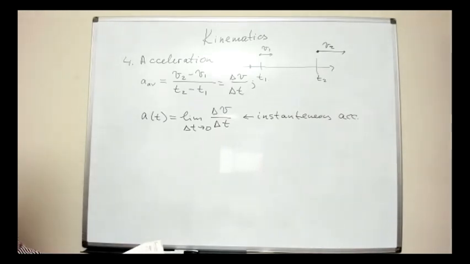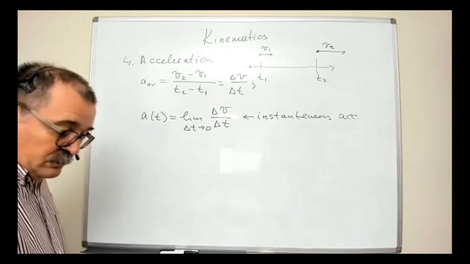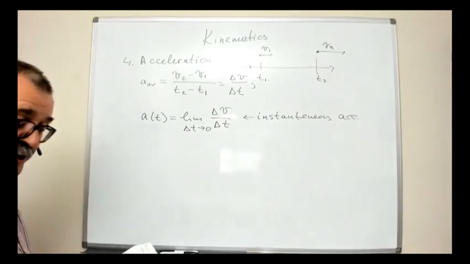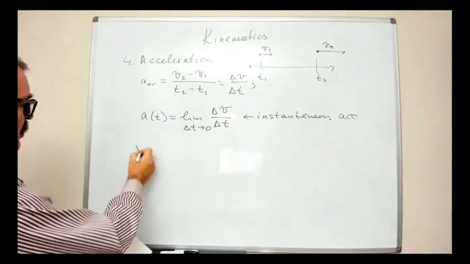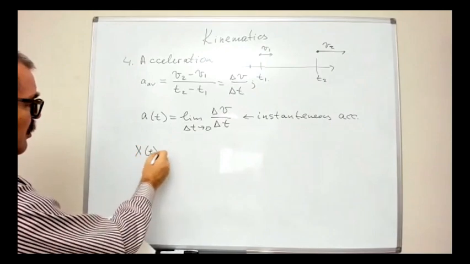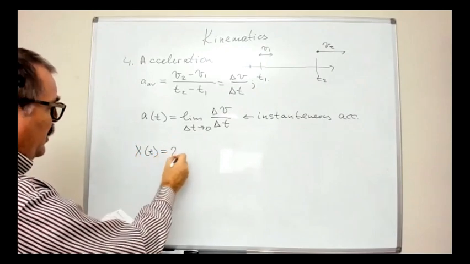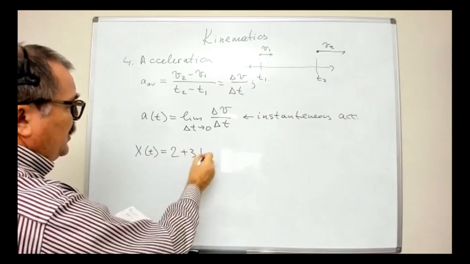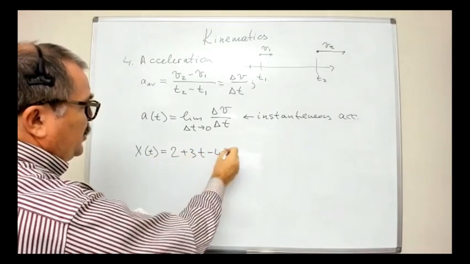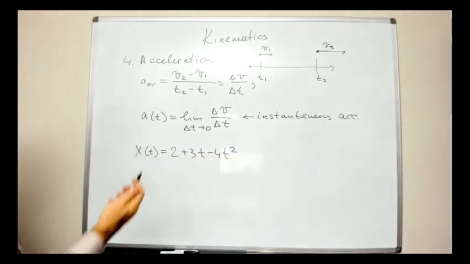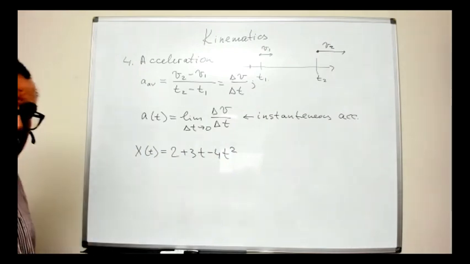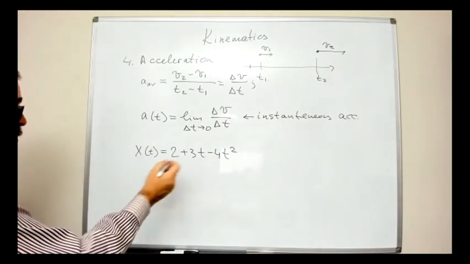Okay, so let's just give you an example. Let's say an object moves with the position x equals 2 plus 3t minus 4t squared. What is the acceleration of the object at time t equals 2?